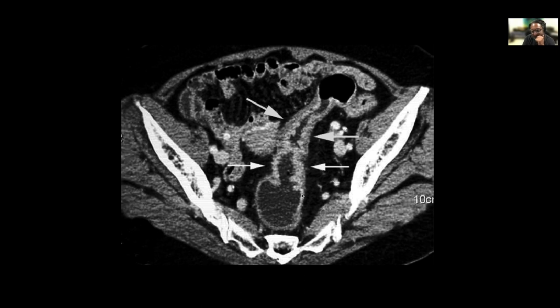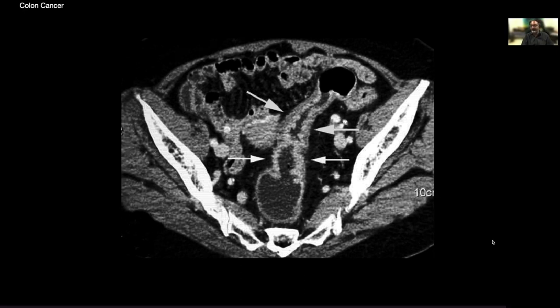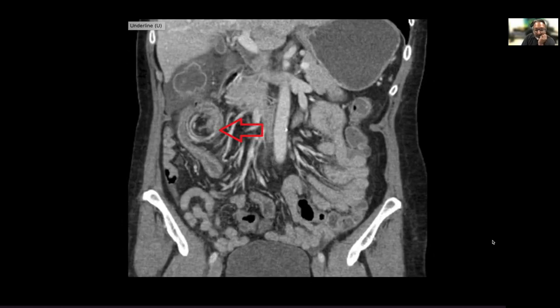Ulcerative colitis. No, not ulcerative colitis. Let's try the next one. Yes, a form of malrotation, but a particular type of malrotation. Have you heard of a volvulus? That's classic volvulus.